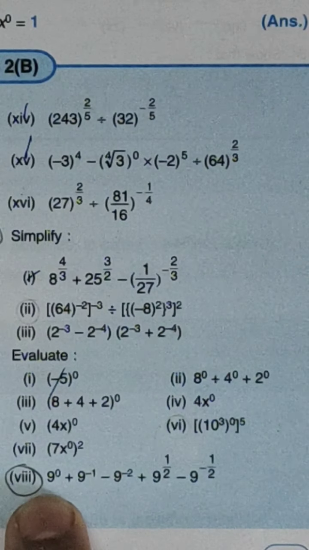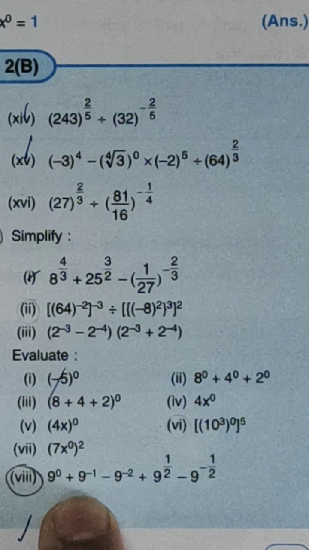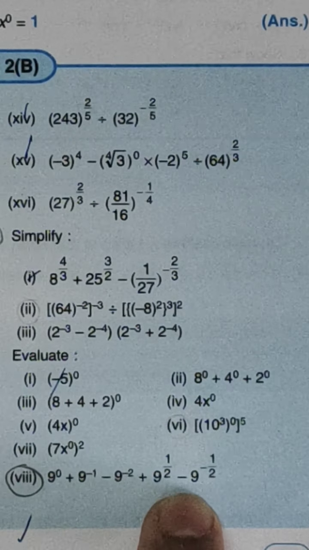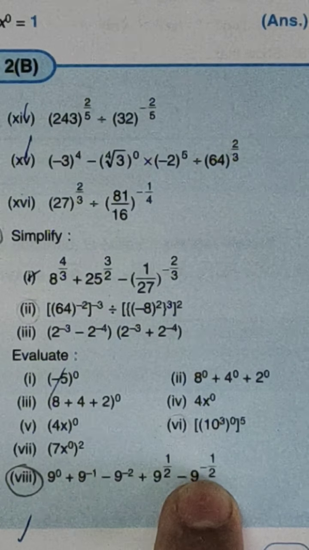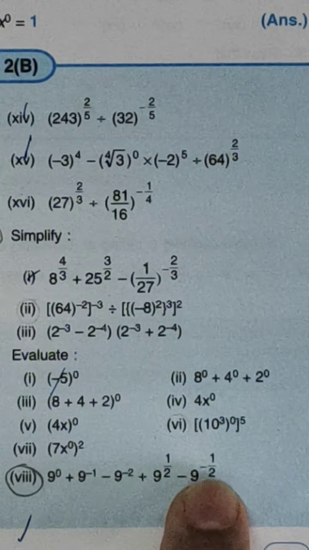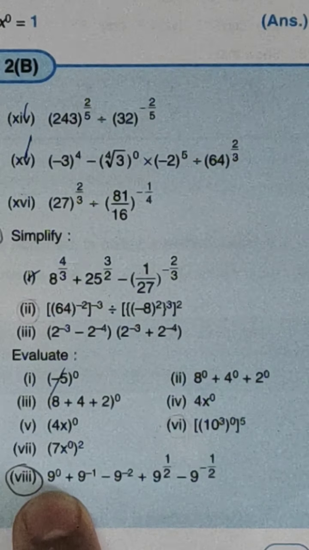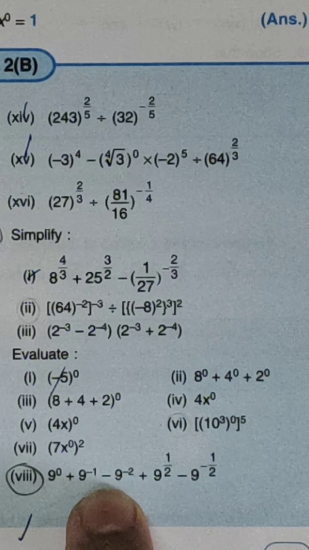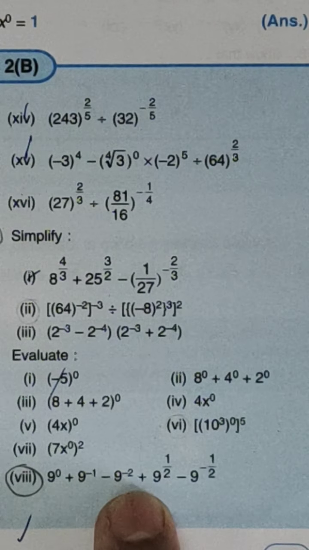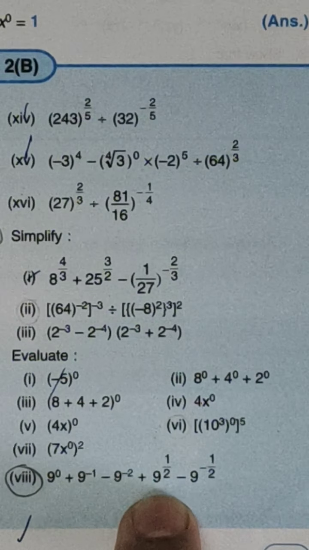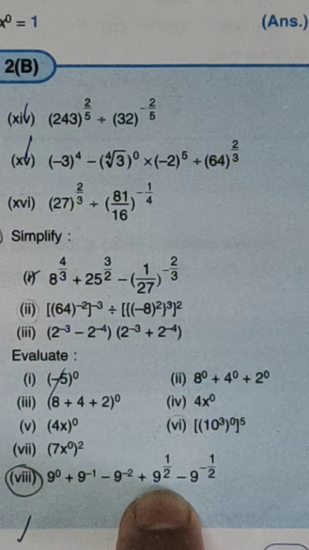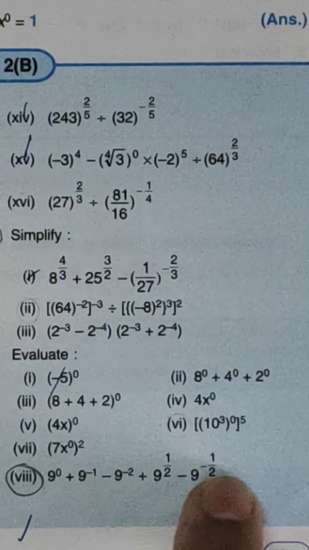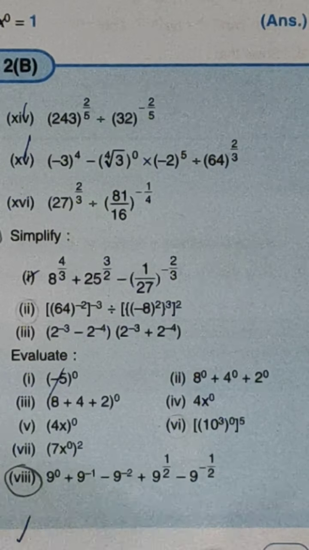Then the seventh problem: 9 to the power of 0 plus 9 to the power of minus 1 minus 9 to the power of minus 2 plus 9 to the power of half minus 9 to the power of minus 1 by 2. We know that anything to the power of 0 is 1. So we can take this as 1 by 9, this as minus 1 by 9 square, plus this, converting into base 3, that will become 3 square whole to the power of half minus 1 divided by 3 square whole to the power of half. Let us see how we can do this.